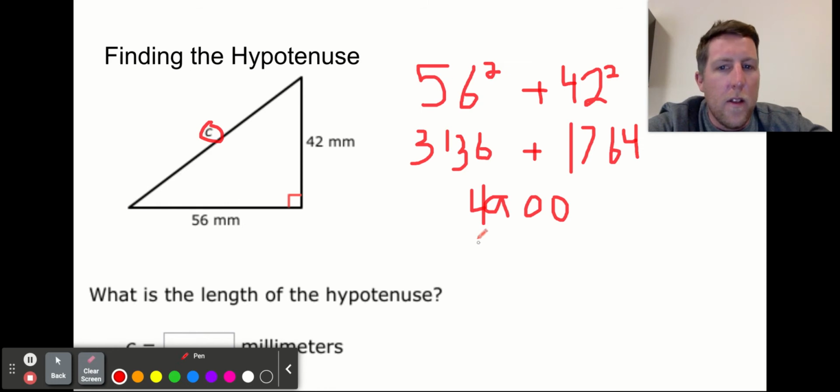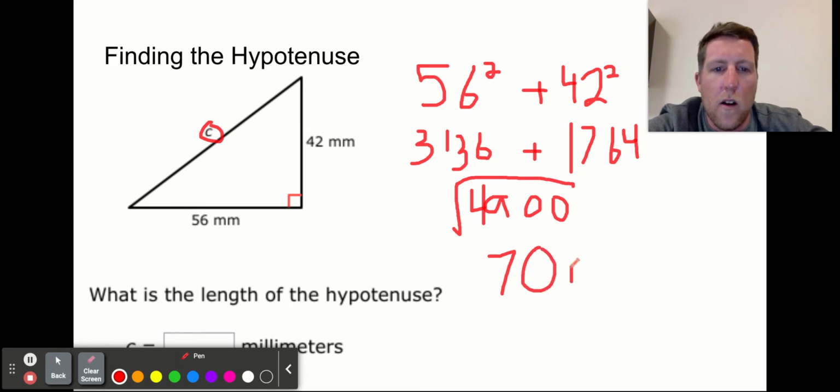Okay. Clearly, this length is not 4,900. If this is 42 millimeters and this is 56, this is 4,900? No way. So we always need to take the square root of our final answer here. And the square root of 4,900 is 70. 70 seems like a bit more reasonable number, and it's in millimeters, which is our unit of measurement. So 70 millimeters is the length of that one.